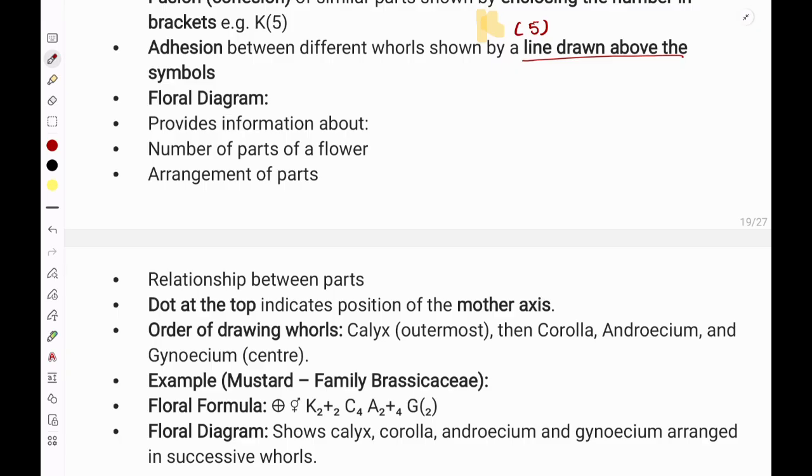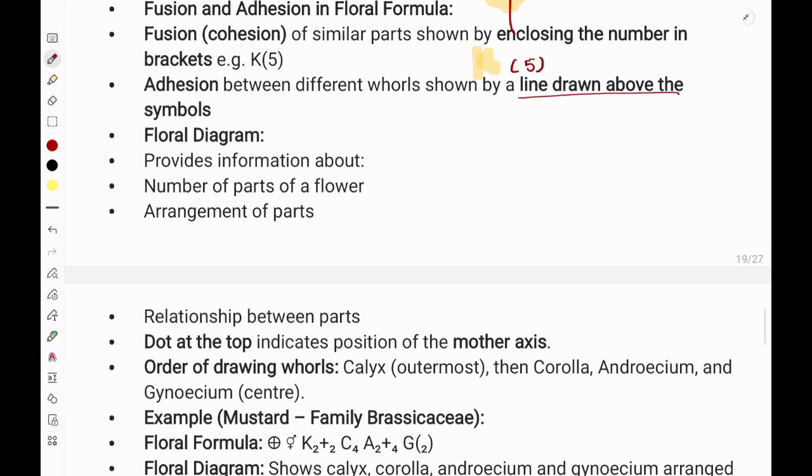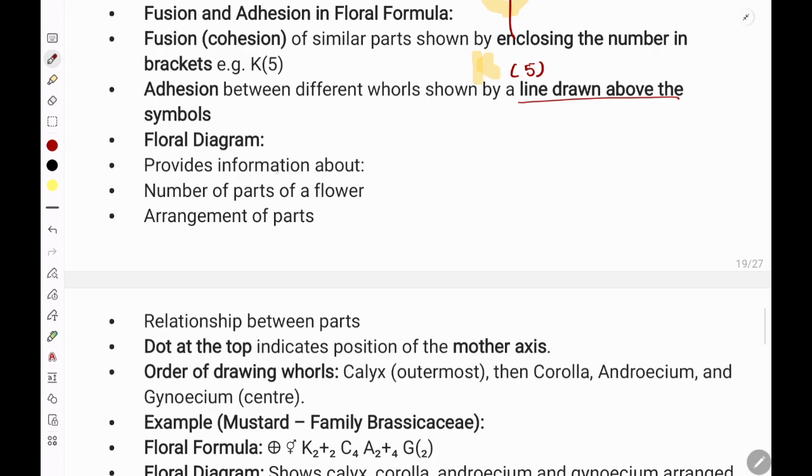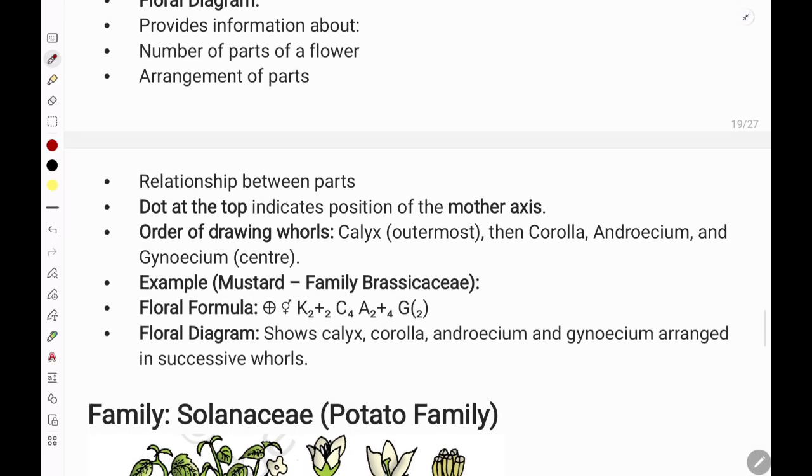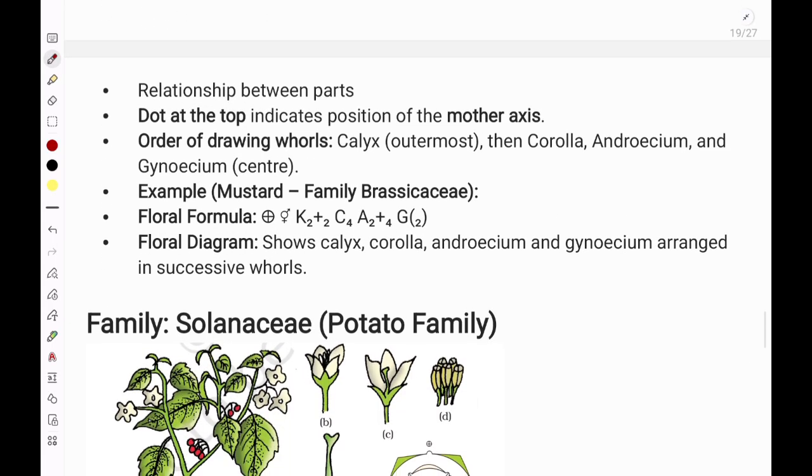This is the example. It provides information about the number of parts of the flower, the arrangement of the parts, and the relationship between the parts. The dot at the top indicates the position of the mother axis. Now the order of drawing whorls: calyx is the first one, then corolla, then androecium, and the last one is gynoecium. Gynoecium is the innermost whorl, and calyx is the outermost whorl.